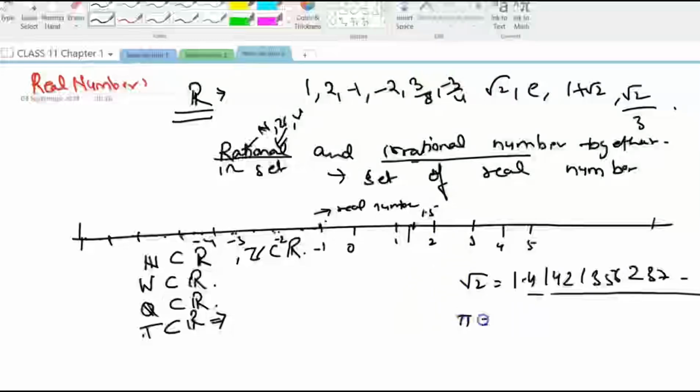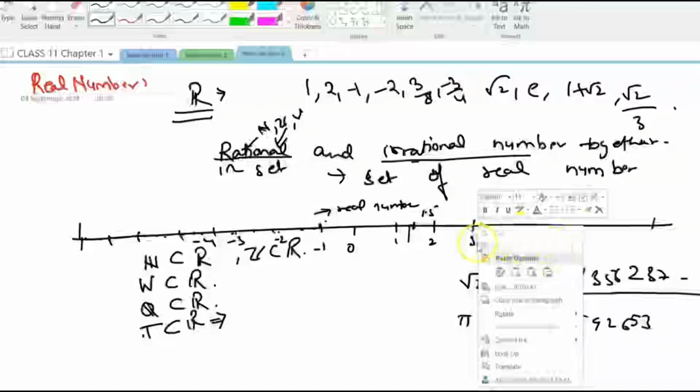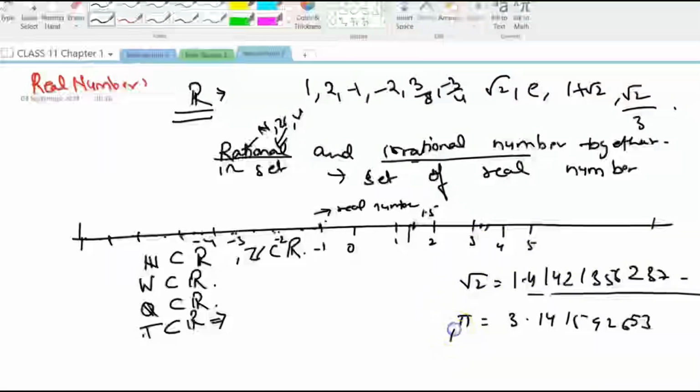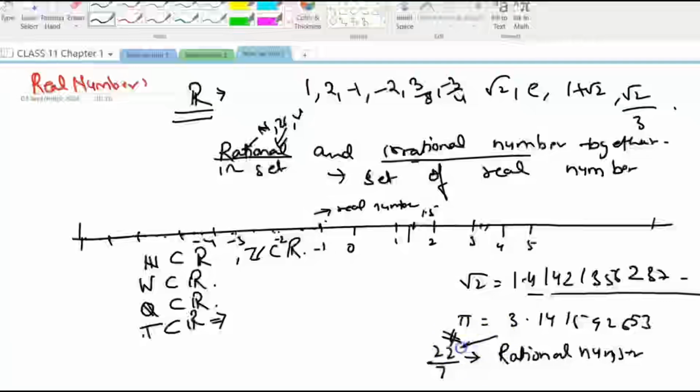in this set. Similarly, your pi is what? 3.141592653. So if this is 3.5, it could be somewhere around here, right? Now pi is not equal to 22 by 7. 22 by 7 is a rational number because it satisfies the condition. You can write it in the form of P by Q, where P and Q both are integers, which are 22 and 7. This is a rational number, but it is only an approximation of the value pi. Okay.